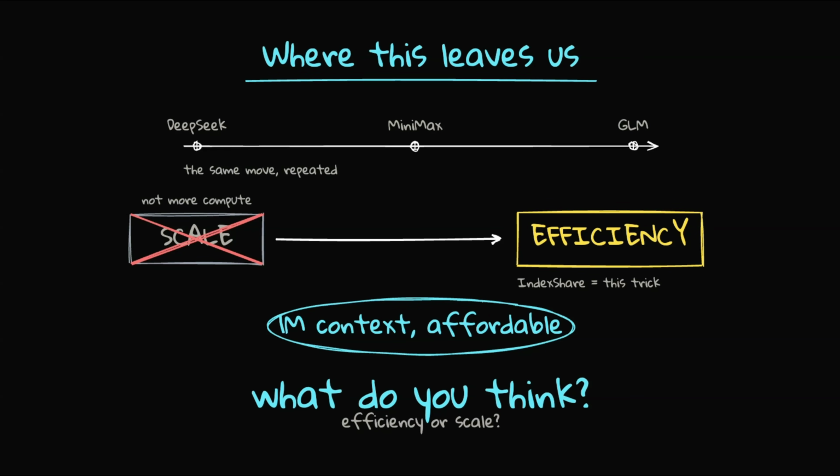So what do you think? Is efficiency the real frontier now, or does raw scale still win in the end?